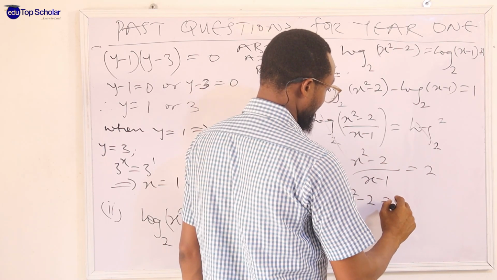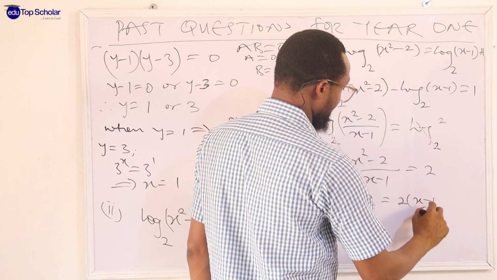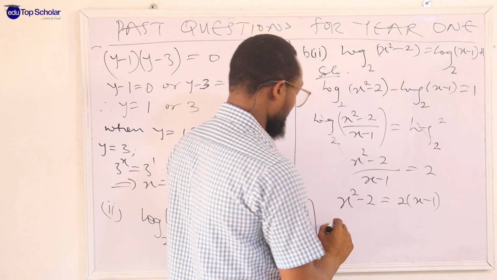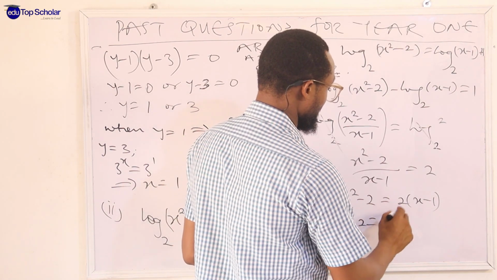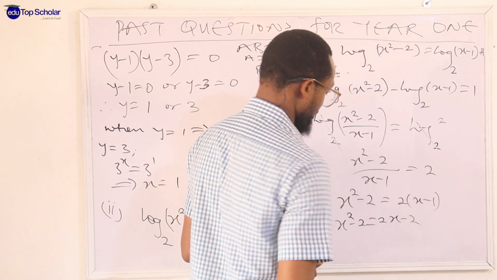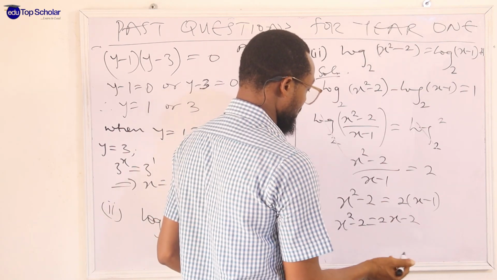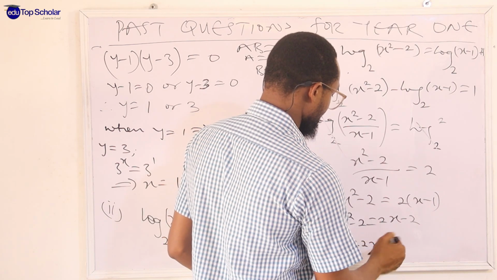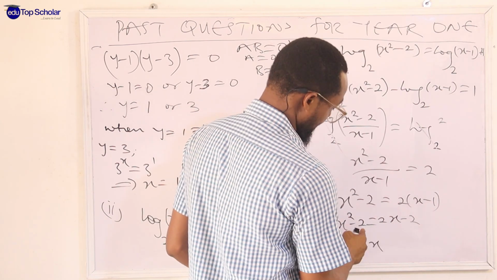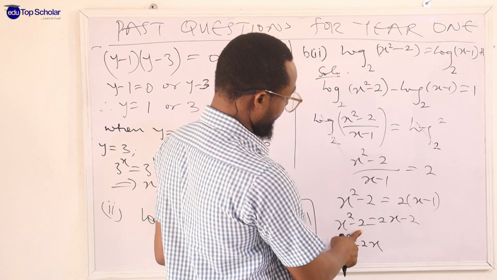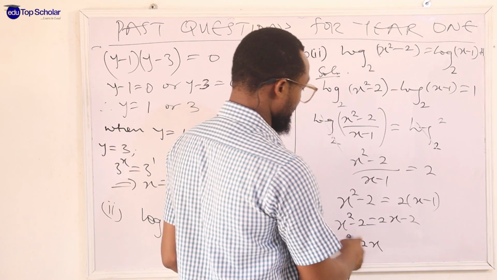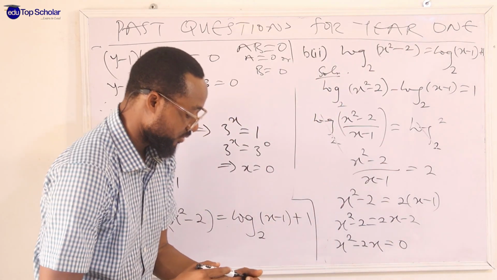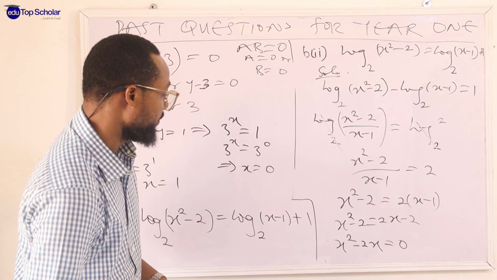Now we have 2 multiplied by x minus 1 when we cross multiply. And now if I open this, I have x squared minus 2 equals 2x minus 2. And we can collect like terms now. This looks quadratic already. So we have x squared minus 2x. When 2 comes in here, it becomes a plus, so minus 2 plus 2 will give us 0. All of this is equal to 0. I can factorize this one now and see what we have.